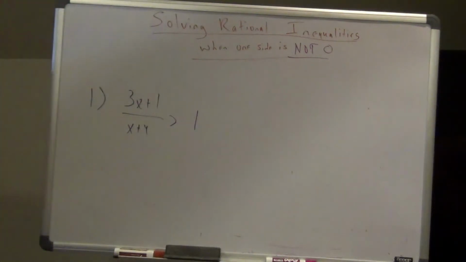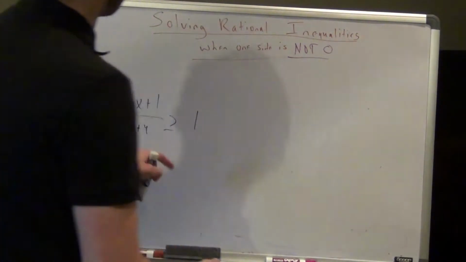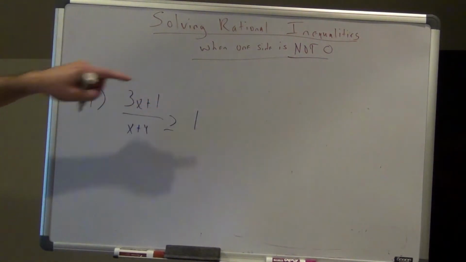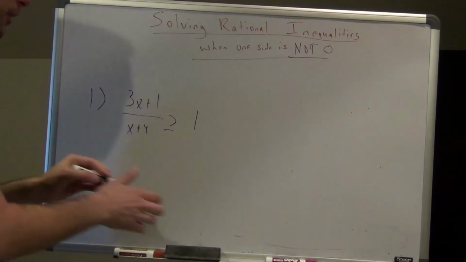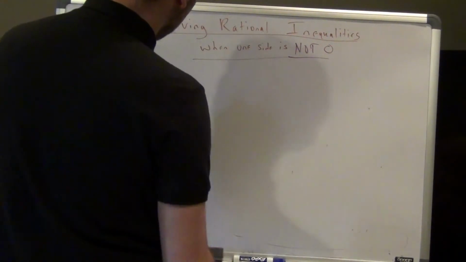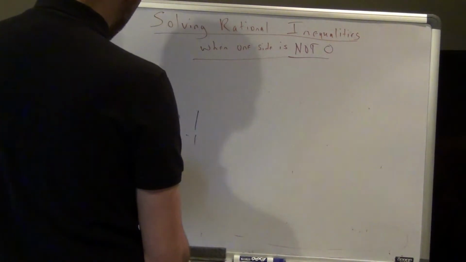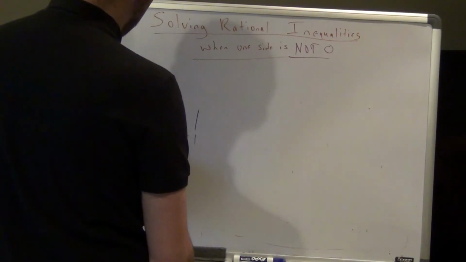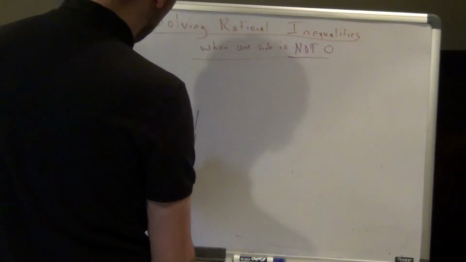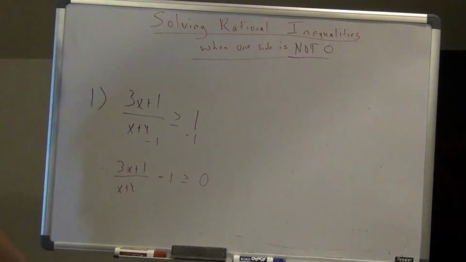Okay, the first thing you have to do in order to solve this, it's greater than or equal to, excuse me. First thing you have to do before you do this, you have to bring the 1 over, make one side 0. So I'm going to subtract this 1 on each side. So I'm going to get 3x plus 1 over x plus 4 minus 1 is greater than or equal to 0. Alright, so you make one side 0 first, so you bring that number over, whatever it is.